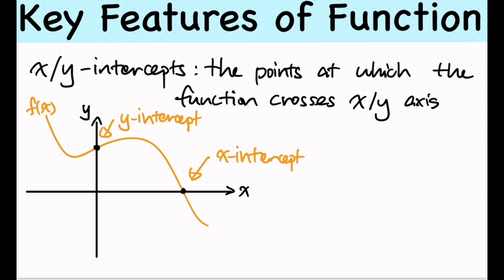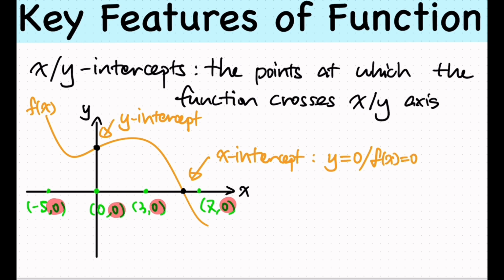Okay, think of any of the points along the x-axis. This is (0, 0). This is (-5, 0). This is (3, 0). This is (7, 0). Any points along the x-axis have one thing in common, which is all of them have 0 as their y-coordinate. And that's the same for the x-intercept. So that's why we always put y is equal to 0, or f(x) is equal to 0, and then start from here to solve for the corresponding x. Then the corresponding x-coordinate, comma 0, is the x-intercept that we're looking for.